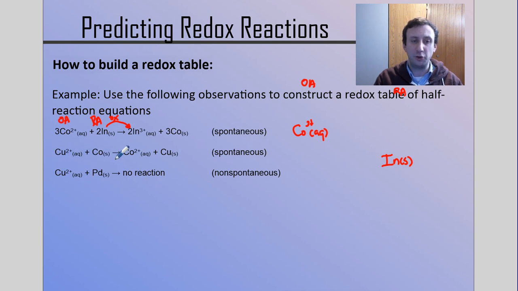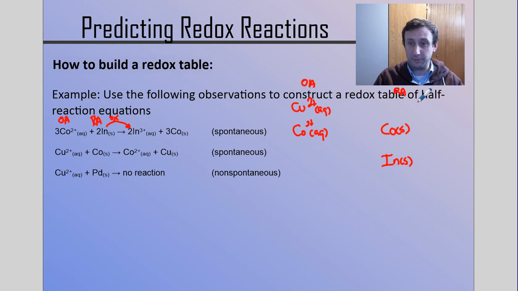Now I've got copper 2 and cobalt. Cobalt I actually know is over here, and I know that because cobalt 2 turns into cobalt. I can complete the half reactions later, but this is the same line because it's the same thing, just ion versus element. So now that I have cobalt 2 and cobalt here, I know that copper 2 must be above it because it is a downhill spontaneous reaction. So again, for the first one, downhill, spontaneous, and then the second one, also downhill, spontaneous.